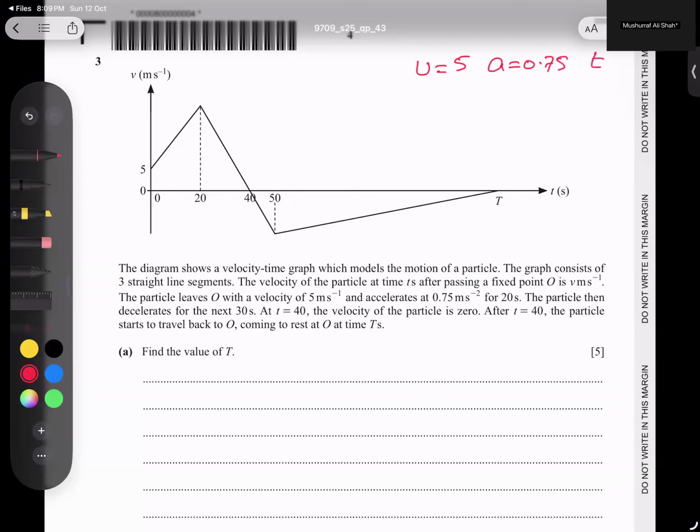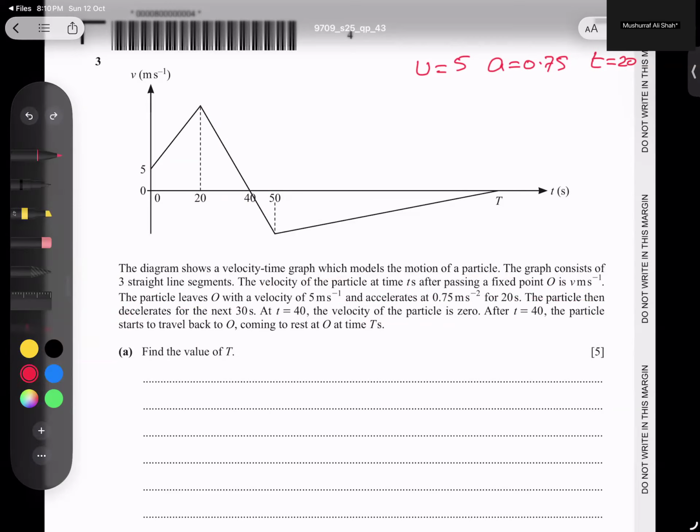for 20 seconds. So its time is equal to 20. Let me read the question further. Then the particle decelerates for the next 30 seconds. So this is 30. 20 to 50 is called 30. So this completely is deceleration. All right, done. And the velocity of the particle becomes 0 at 40, so here the velocity is 0. The particle stops, then starts to travel back to O and comes to rest at O.